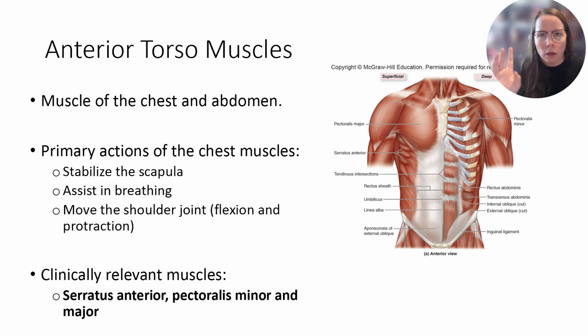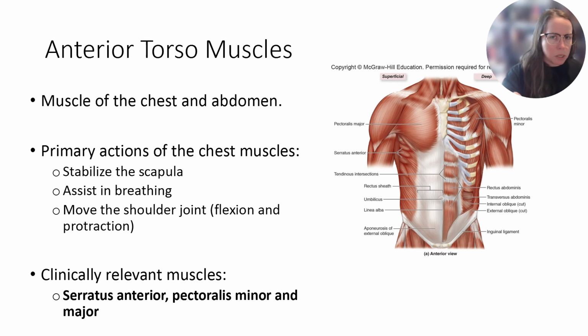Now, we're going to skip the posterior neck because I want to talk about that with the back. So we're going to just kind of keep moving down and look at the anterior torso muscles. So these are muscles of the chest and abdomen, and we're going to start off with our chest muscles. So we have a lot of muscles of the chest, that's basically everything above the diaphragm. And they have a lot of different roles.